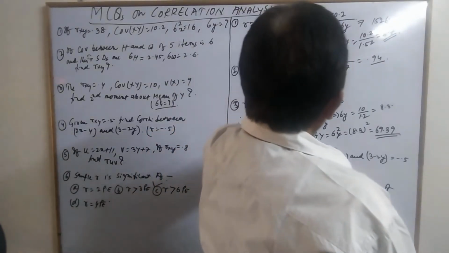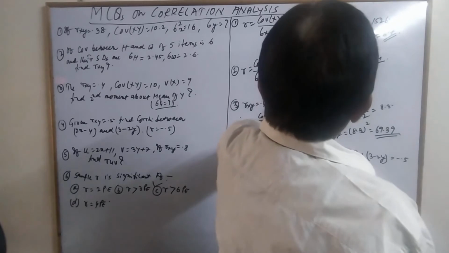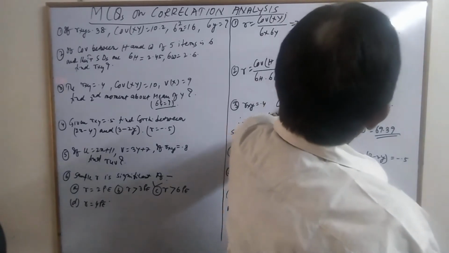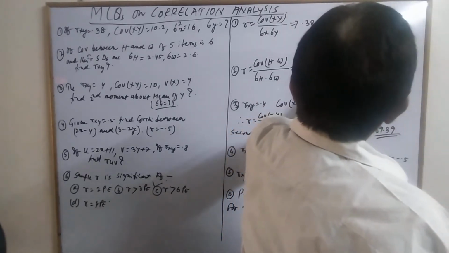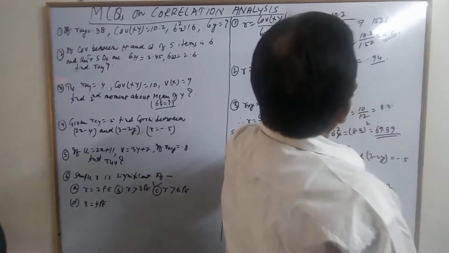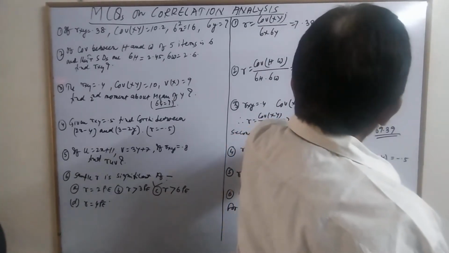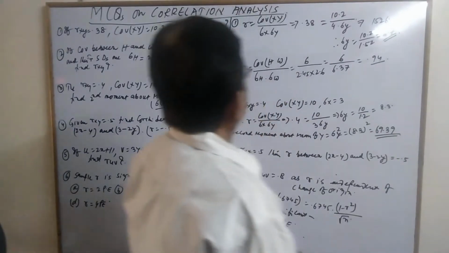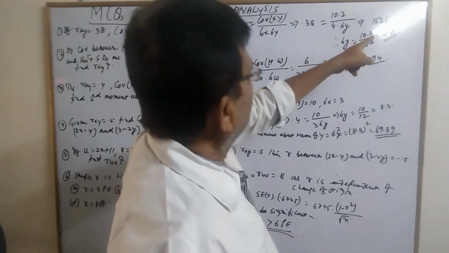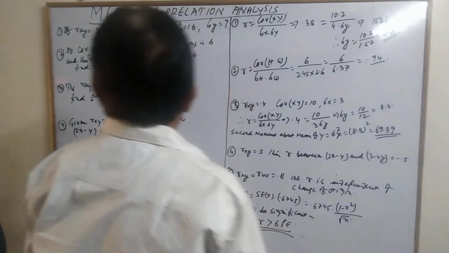Now, this equality has to be solved. Cross multiplication: 1.52 sigma y equals 10.2. So sigma y is 10.2 by 1.52, which is 6.7. So the answer would be: the standard deviation of y would be 6.7.